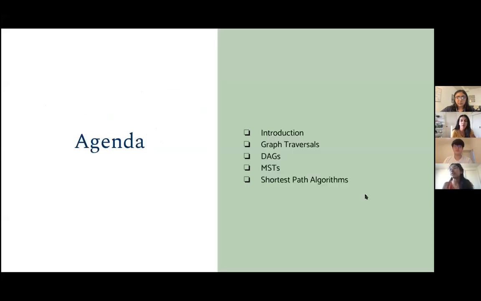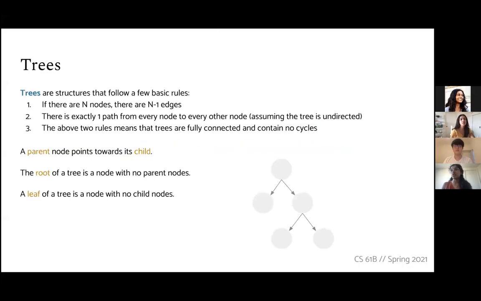Okay, so for today, we're going to go over an intro on basic definitions of trees and graphs. Then we'll go into the traversals themselves, DAGs, minimum spanning trees, and shortest path algorithms like Dijkstra's and A star. So for the basics, we did go over two different things in 61B.